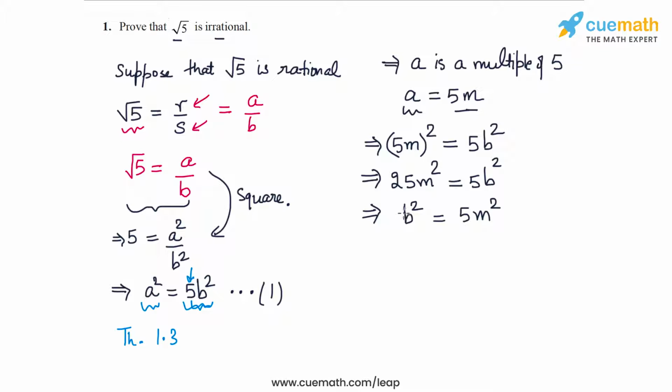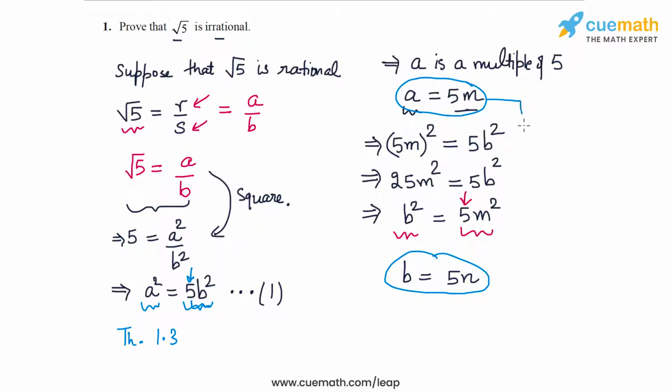Now this relation again means that b square is a multiple of 5, because on the right hand side we have this factor of 5. So b square is a multiple of 5, and again using theorem 1.3 we can conclude that b itself must also be a multiple of 5. And now because b is a multiple of 5, I can write b as 5 times some integer n. So what I have concluded is that a is of the form 5m, a is a multiple of 5, and b is of the form 5n, so b is also a multiple of 5.